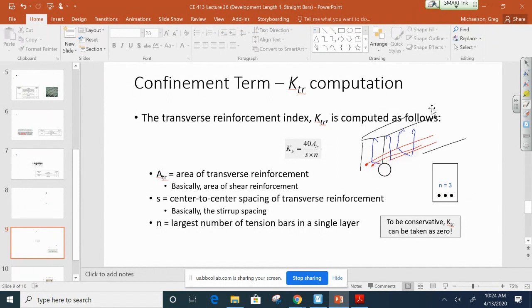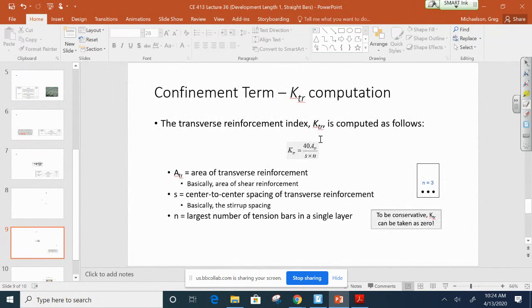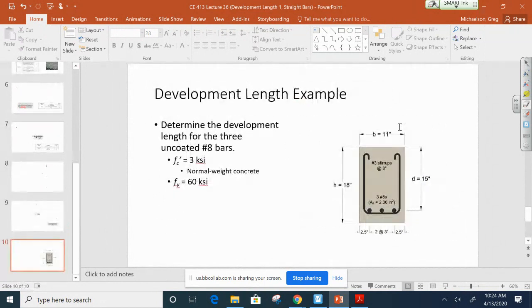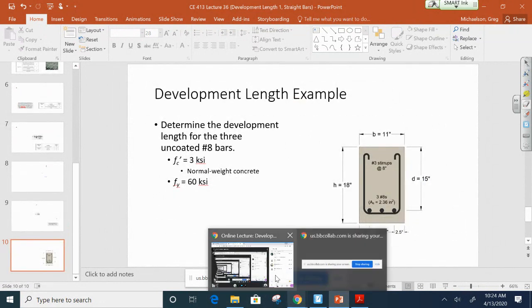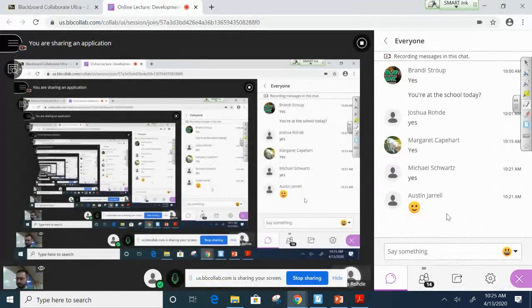Keep in mind that that denominator, that whole big term, can't be bigger than 2.5. Another thing is that Ktr comes out in inches. I don't know if that is really too big of a deal, but from your units perspective, this is in square inches and that's in inches, so there you go. Does anybody have any questions before we jump right into an example? I've got the infinite recursion going on here.